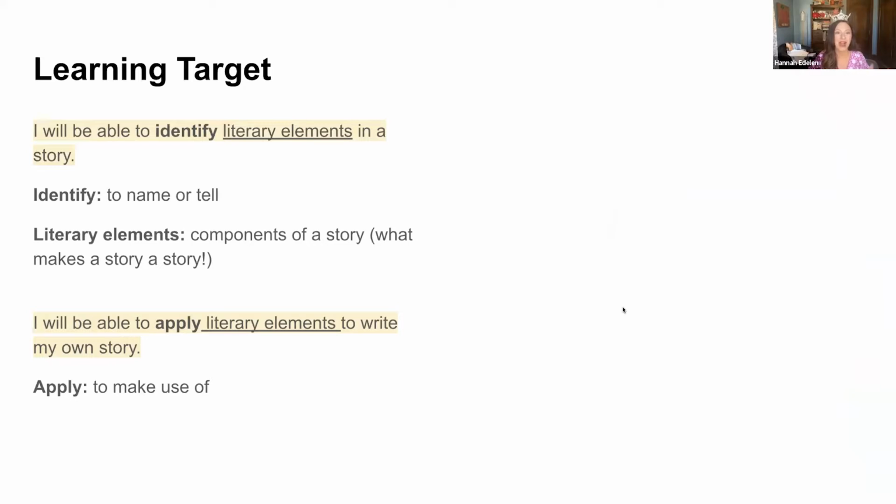Okay. So I am a big believer in setting the stage. We're going to start with our learning target today, what we're going to go through. So at the end of this, you all will be able to identify literary elements in a story. And identify, if you don't know, means to name or tell. So you'll be able to name those. And those literary elements are different components of a story, or what makes a story. And then you'll be able to apply those literary elements to write your own story at the end. And apply is kind of like being able to make use of.